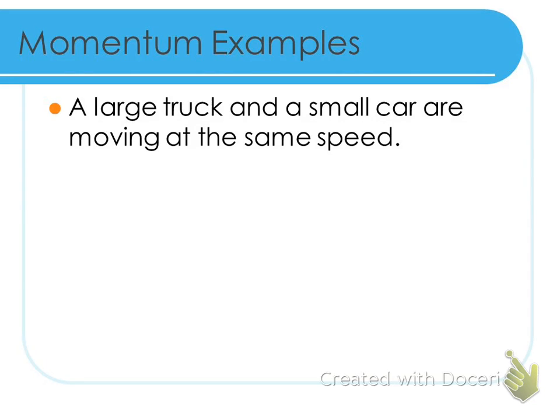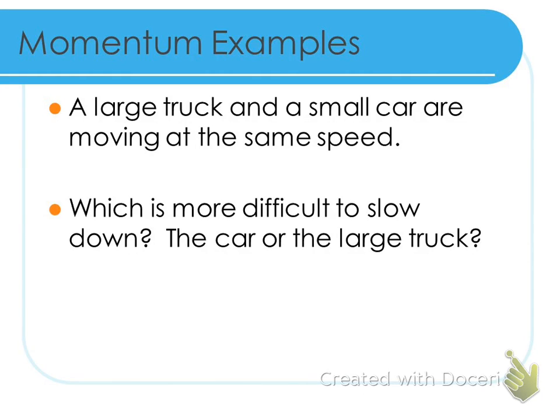A large truck and a small car are moving at the same speed. Okay, so envision these two objects moving down the highway at the same speed. Which is more difficult to slow down, the small car or the large truck?